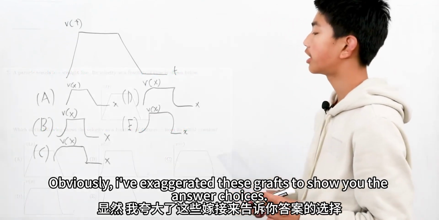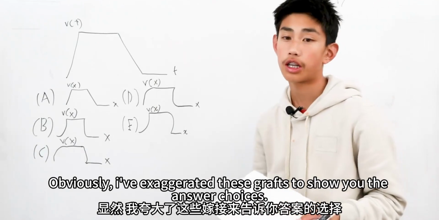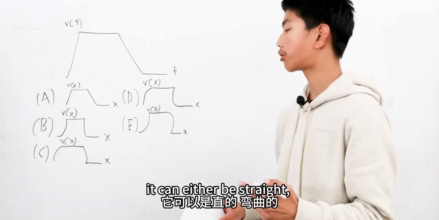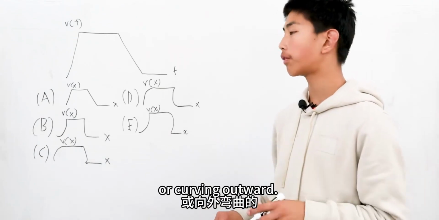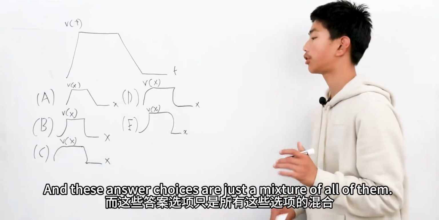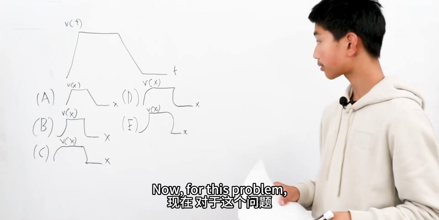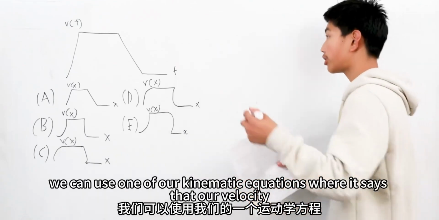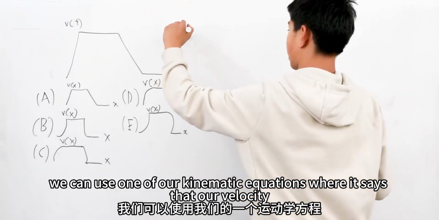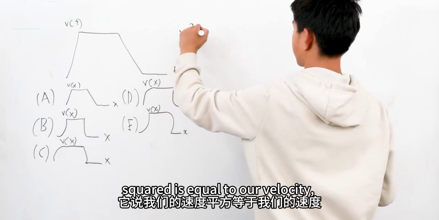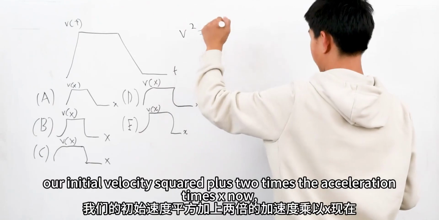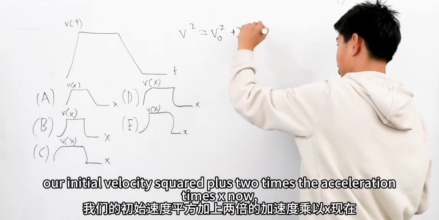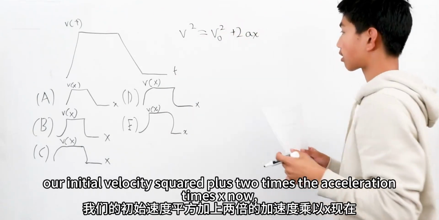Obviously, I've exaggerated these graphs to show you the answer choices, but basically, it can either be straight, curving inward, or curving outward, and these answer choices are just a mixture of all of them. Now, for this problem, we can use one of our kinematic equations, where our velocity squared is equal to our initial velocity squared plus 2 times the acceleration times x.